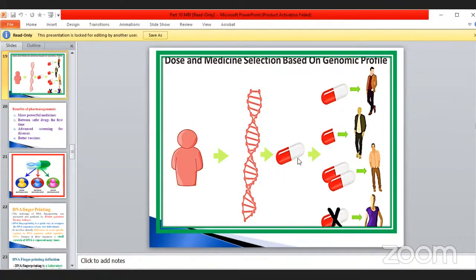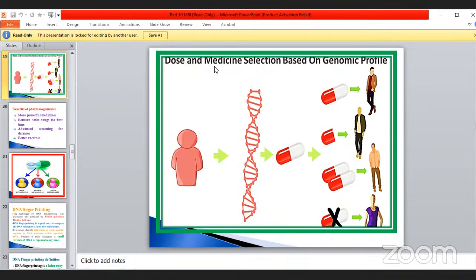Okay, the medicine response: for any disease, only one tablet is enough. Just imagine. Some persons may take only one tablet, some persons may take half a tablet, some persons may take 2 tablets. Some persons will not take any tablet, but the disease will be cured. So these are the variations.